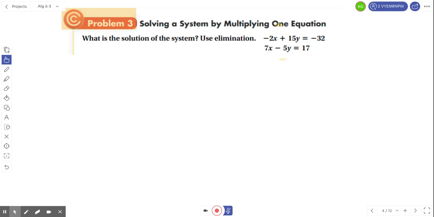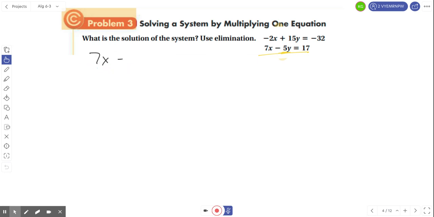The way we're going to do that is by multiplying one of these equations by a number. In this case, if I multiply this bottom equation by 3, then my negative 5y will become a negative 15y, and then I will be able to cancel out the y's. So let's do that.